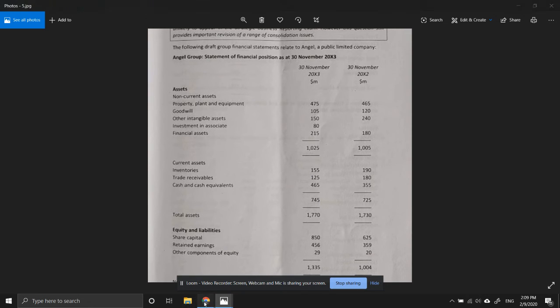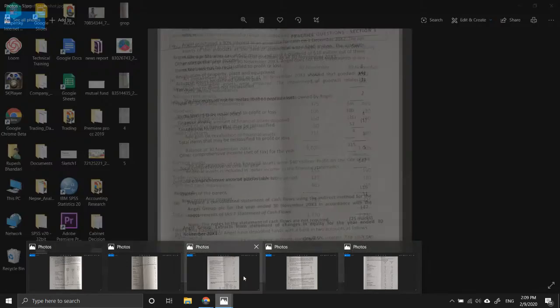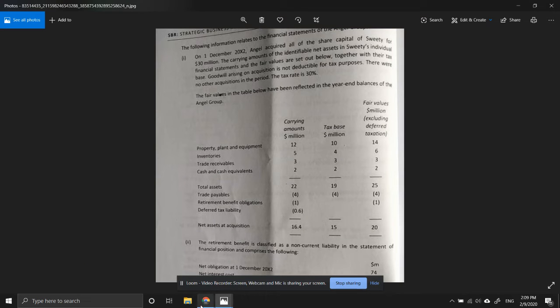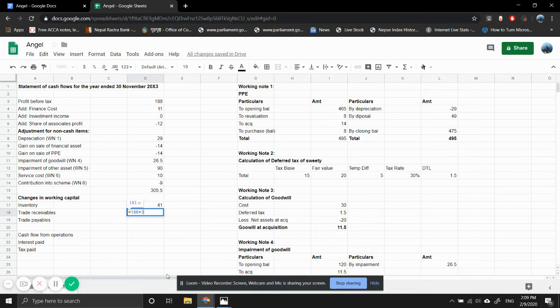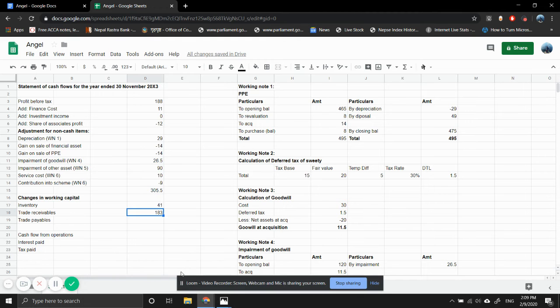So 180 receivable as well. 180, let's include this figure, let's make it comparable, plus 3. So how much is it now? 183. So let's see the changes, what has happened. 183, so it has dropped down, right? Receivable has gone down. That means 183 minus 125, receivable has gone down. That means cash has come inside the business, right?